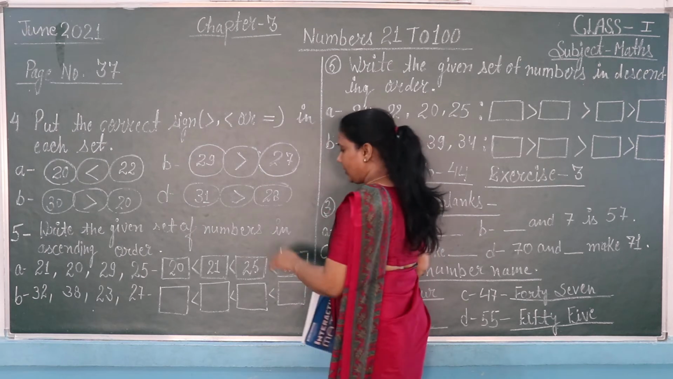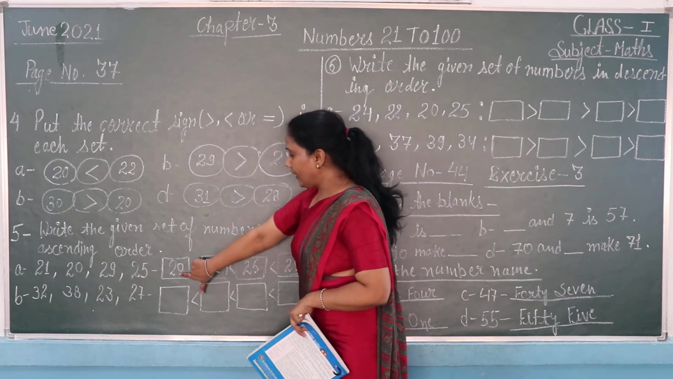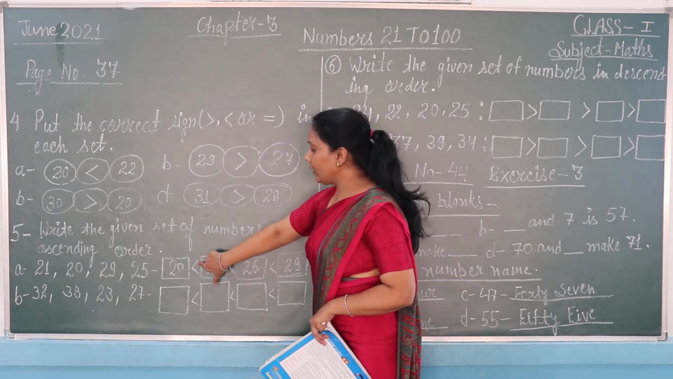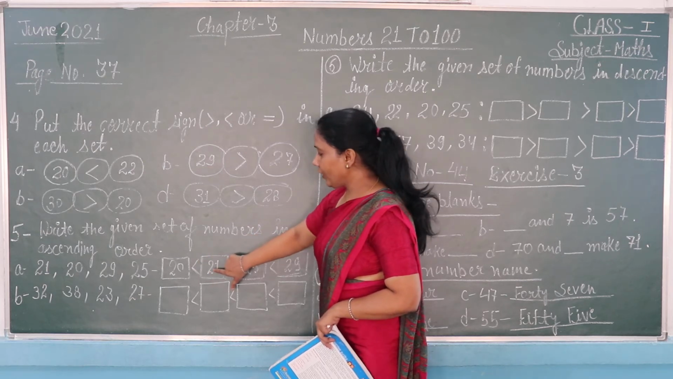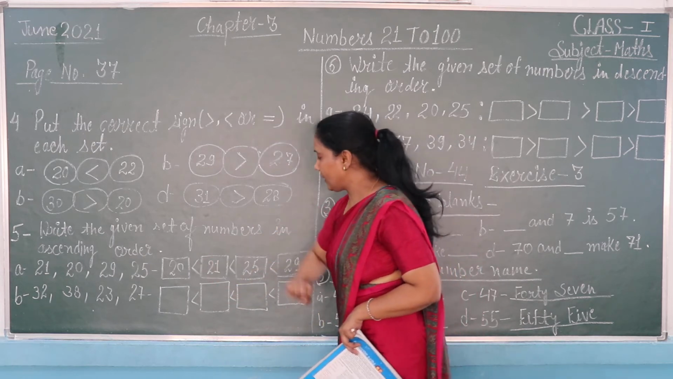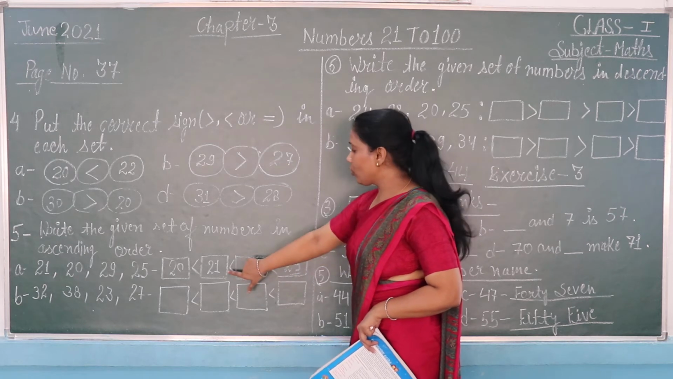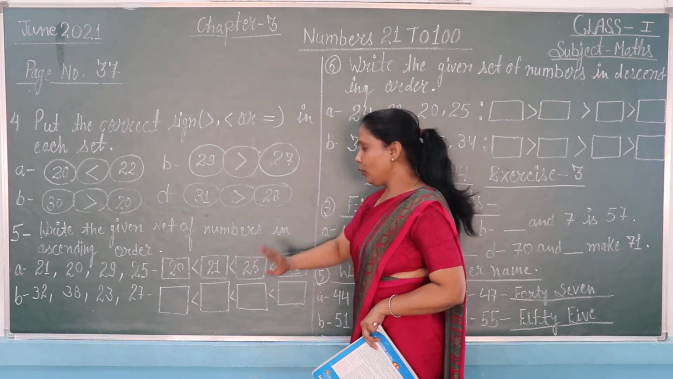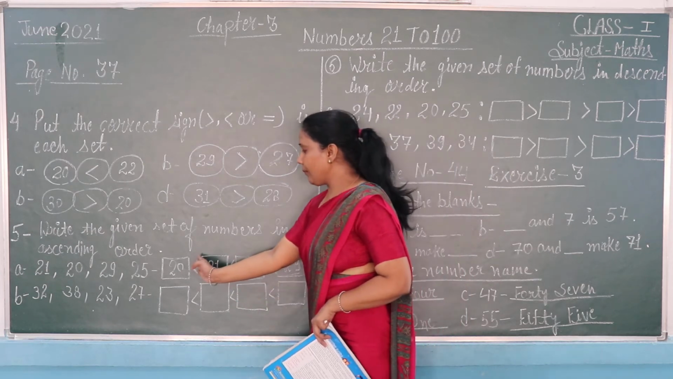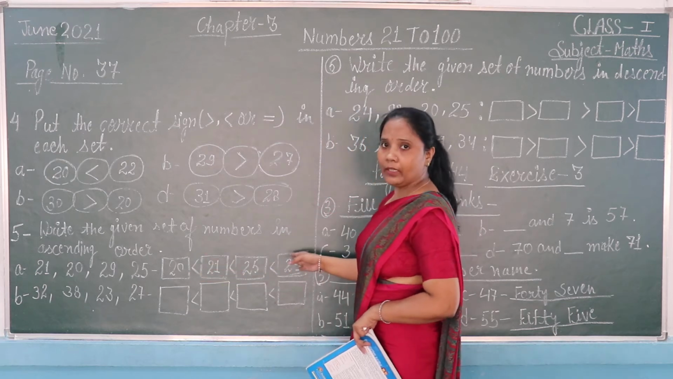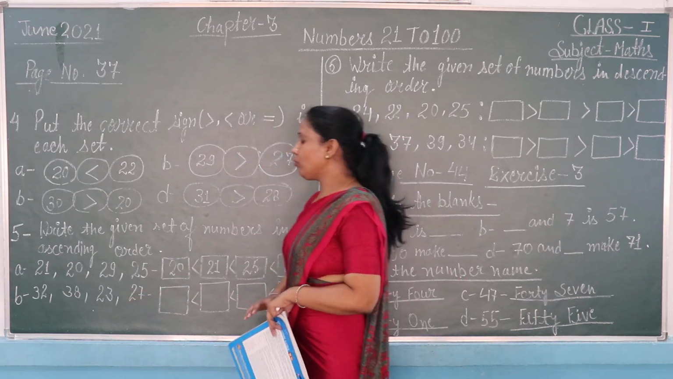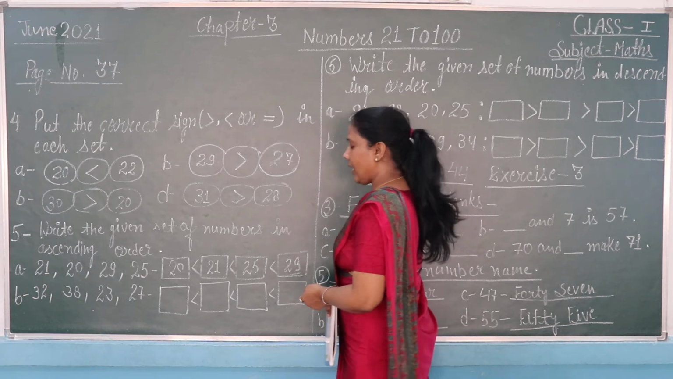Okay, check this. Between 20 and 21, 21 is bigger, so we have put the greater sign here. 21 is greater than 20, so we put the sign of greater. 25 is greater than 21, so we have put it here. So you may understand this in ascending order. The symbol of greater continues towards the right. Now this is also section B in ascending order.